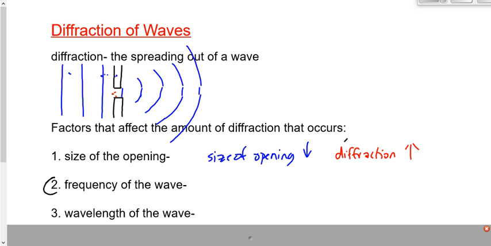This one, I always had trouble remembering this one though. How does frequency affect the amount of diffraction? The higher the frequency, the more or less diffraction takes place. You know what, when I was in high school, I always got this one mixed up. Even when I first started teaching, honestly, I would get this one mixed up. I just couldn't remember what it was.